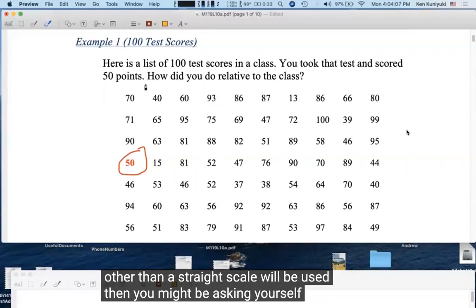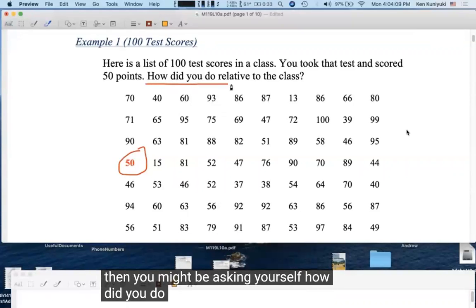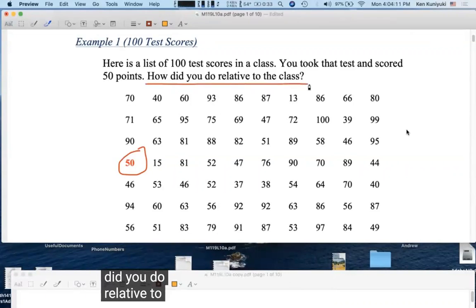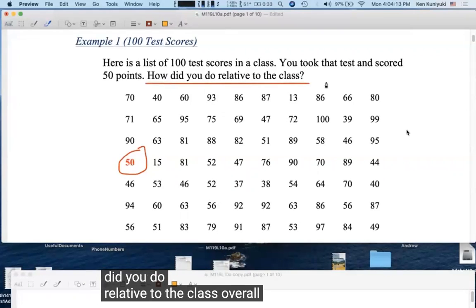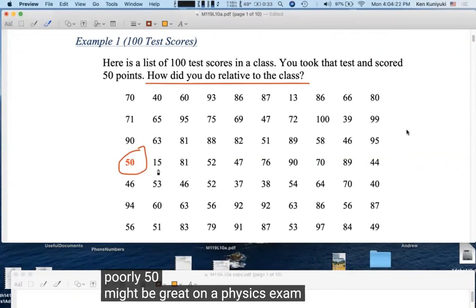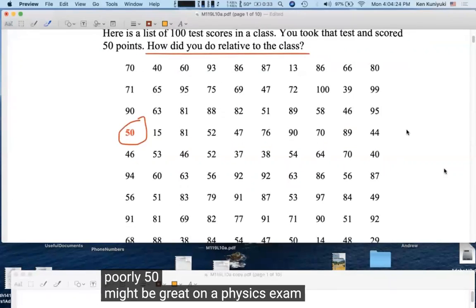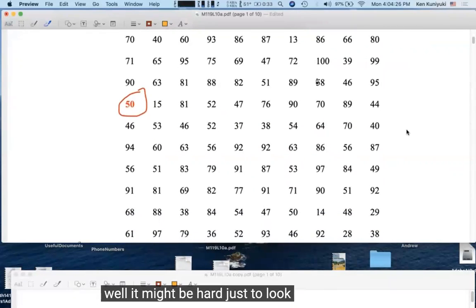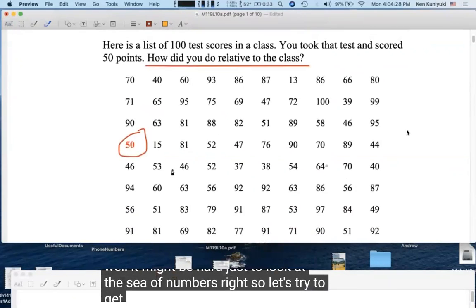Then you might be asking yourself, how did you do relative to the class overall? Did you do average typically? Did you do really well? Did you do really poorly? 50% might be great on a physics exam. Well, it might be hard just to look at the sea of numbers, right? So let's try to get a measure for you.